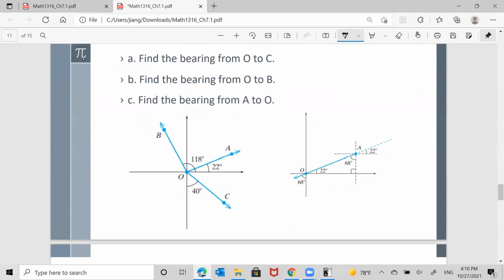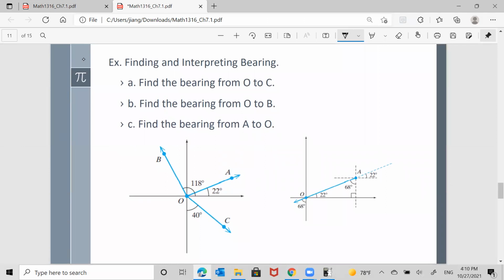So let's do some more practicing. Finding and interpreting bearing. First one, find the bearing from O to C. So here is O, here is C. So I must put north, south, west, east here. It's easier for me to write the bearing. So O to C is on the south first. And then the acute angle is 40 degrees. And it's on the east, put E.